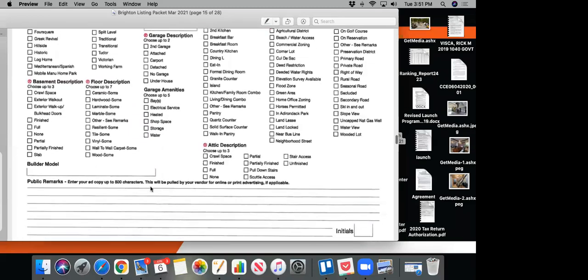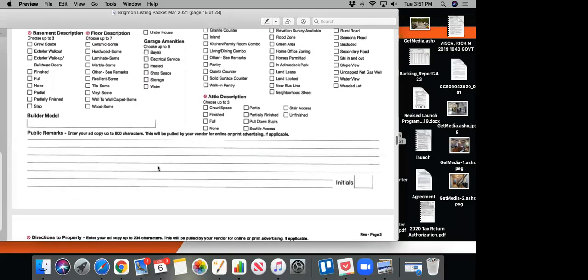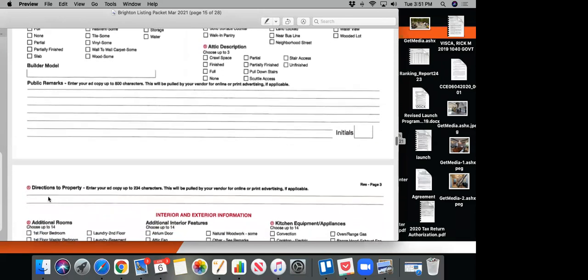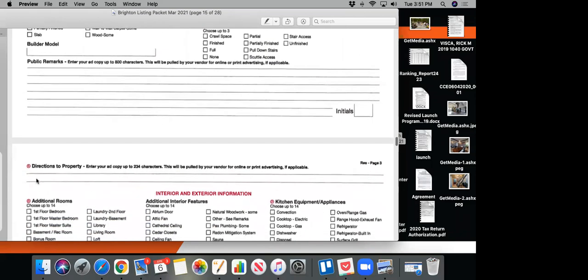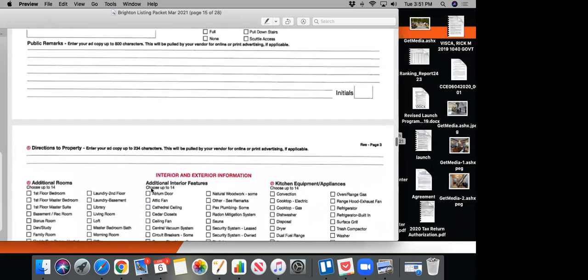Let's see here. Public remarks. This is where you want to put a nice description about the property. Directions to the property: I would put directions from a main road to the house. You're not allowed to put just GPS here. You have to actually write out the directions.